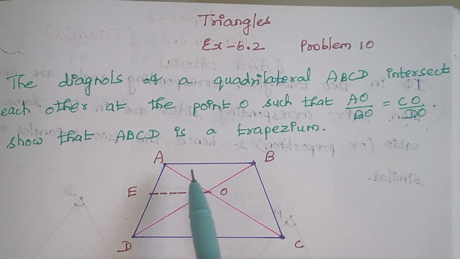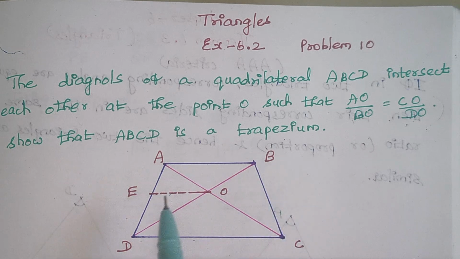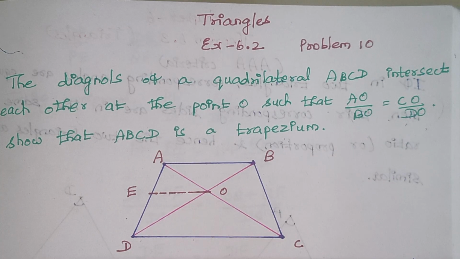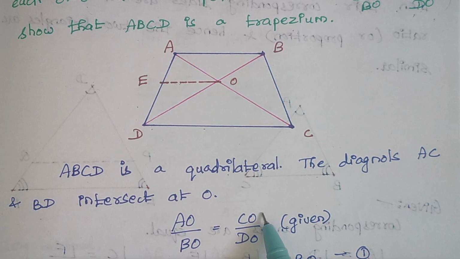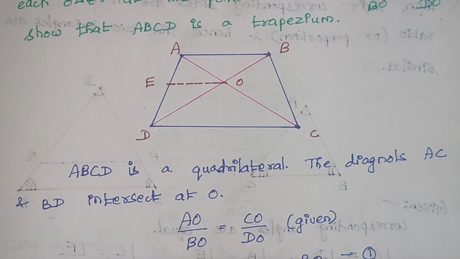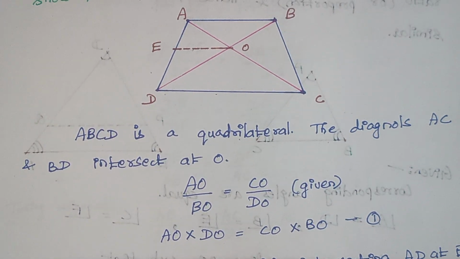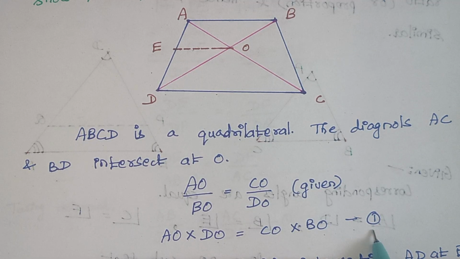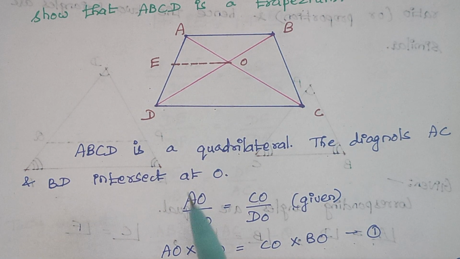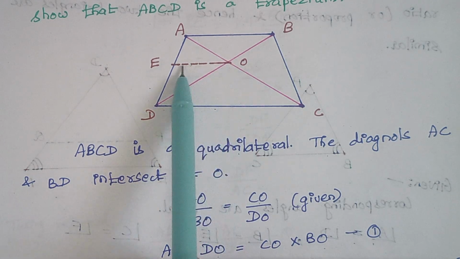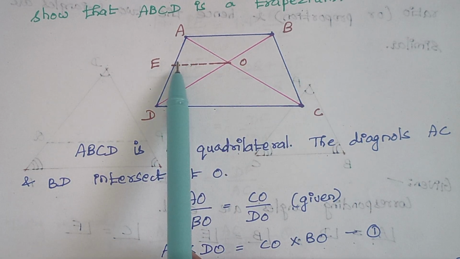Again, ABCD is a quadrilateral, and the diagonals intersect at point O. The given condition is AO by BO is equal to CO by DO. Here again we do a cross multiplication: AO into DO is equal to BO into CO. Make it equation number 1. Now again we draw a line OE, which is parallel to AB and intersects the side AD at point E.